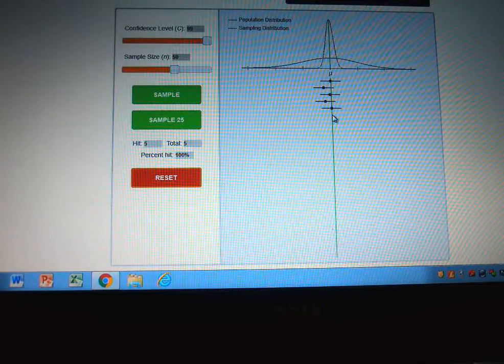Okay, so that's just an applet that kind of shows you what happens with the confidence intervals.